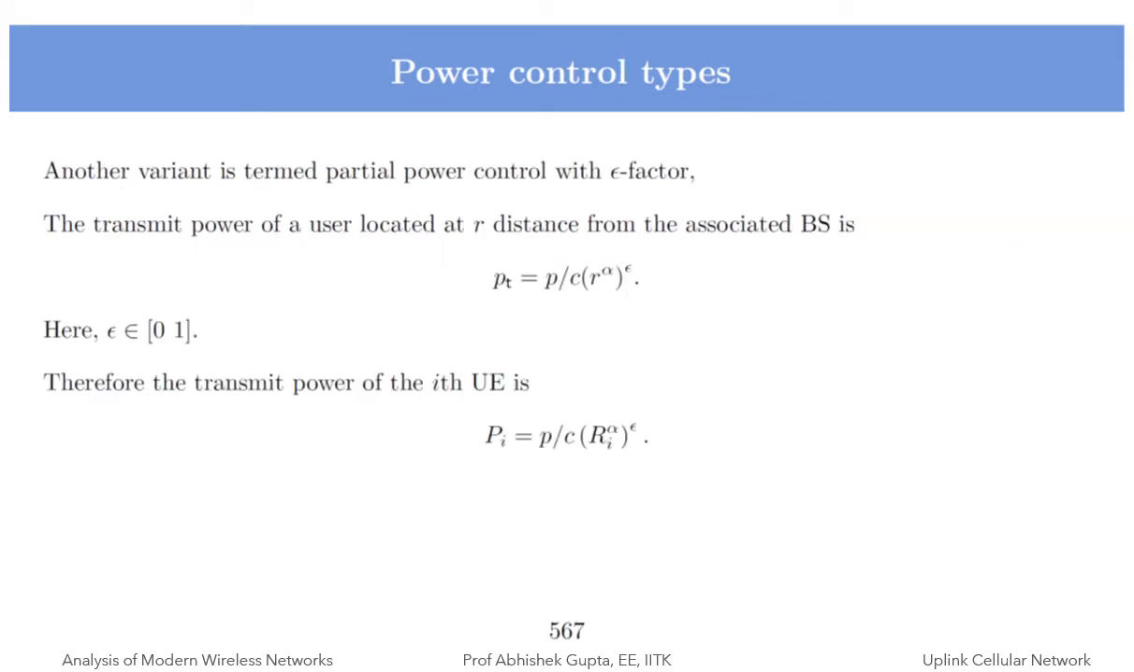There is another variant which is called the partial power control with a factor epsilon. In that, we modify the transmit power by the following equation. You can observe a factor epsilon in the power. So P by C multiplied by R to the power alpha, all raised to epsilon. Earlier this epsilon was not there, or epsilon was 1. If you put epsilon equal to 1, then you get the previous expression. So epsilon is going to be between 0 and 1.